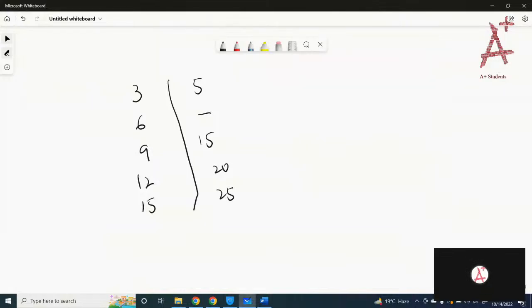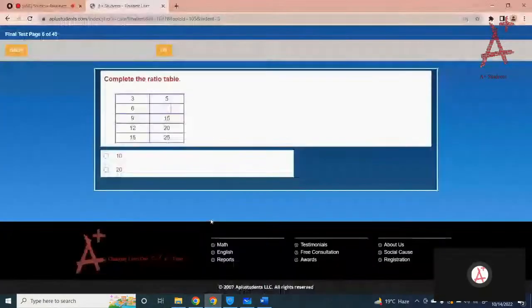So you have to make a relationship between the x and the y values. So just look at all these values. They are just the factors of 5. Got it? 5 times 1 is 5. 5 times 3 is 15. 5 times 4 is 20. And 5 times 5 is 25. That means it would be 5 times 2, 10. That means the missing number equals 10. Got it? So just select the correct option and click on the OK button.